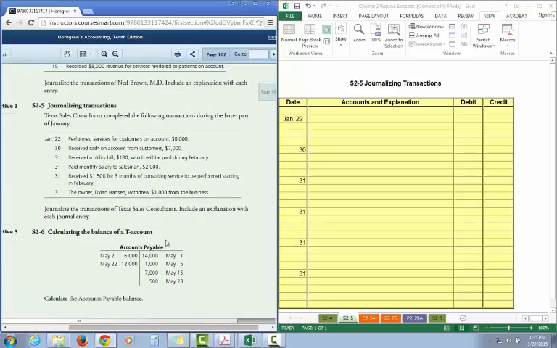Now let's look at exercise 2-5. It's on page 102 of your text. And here we're going to go through some more journal entries. So it says Texas sales consultants completed the following transactions during the later part of January.